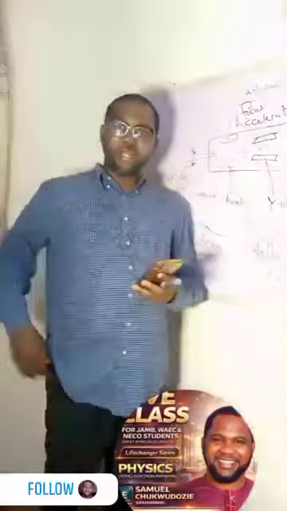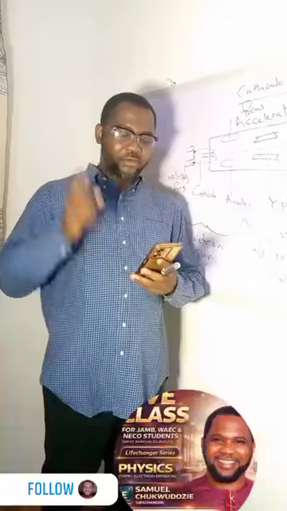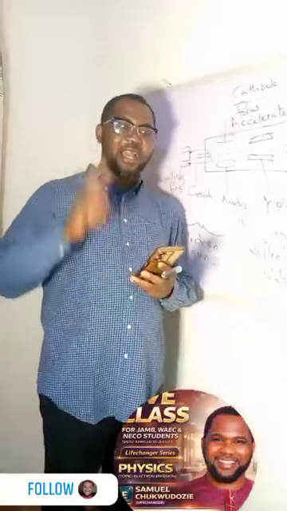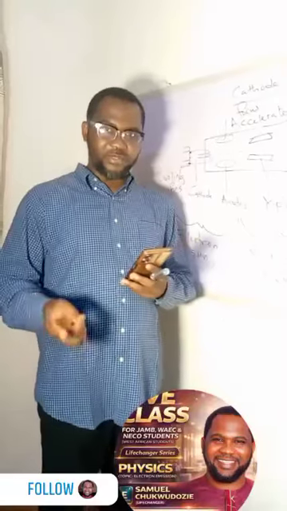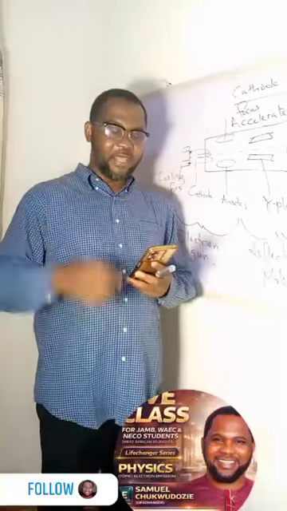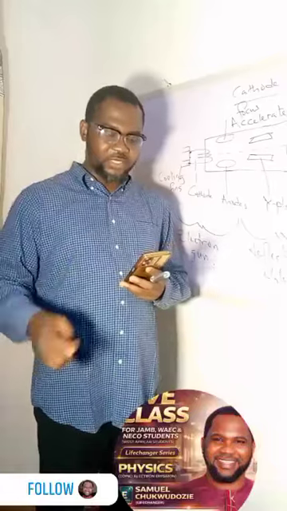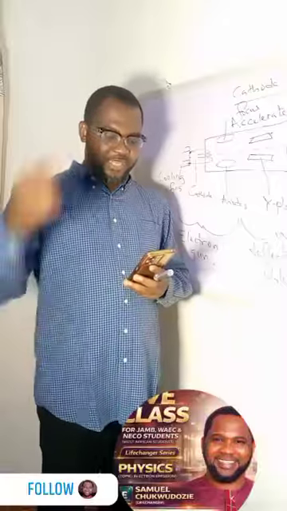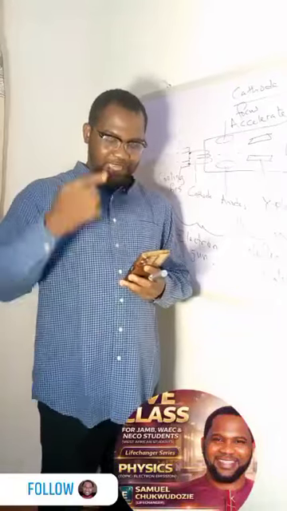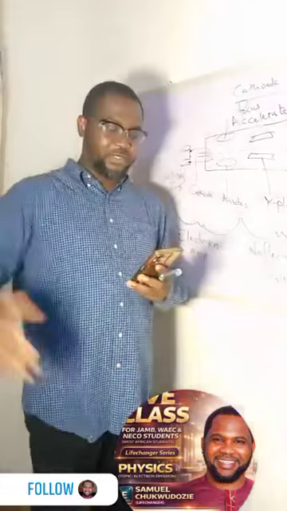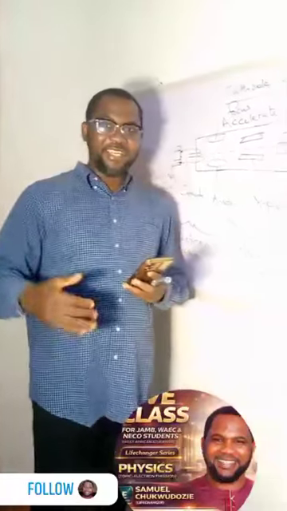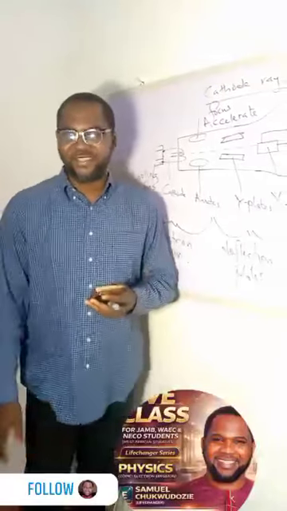Okay, so look at this JAMB question. This is a JAMB question. It says, cathode rays are: A, high energy electromagnetic waves. B, protons. C, streams of electrons. D, neutrons. E, radio waves.